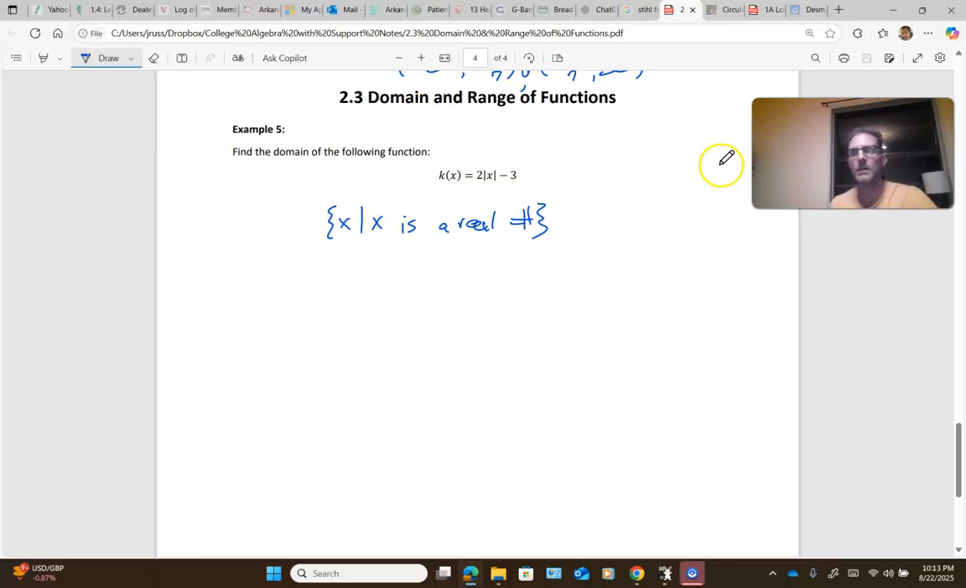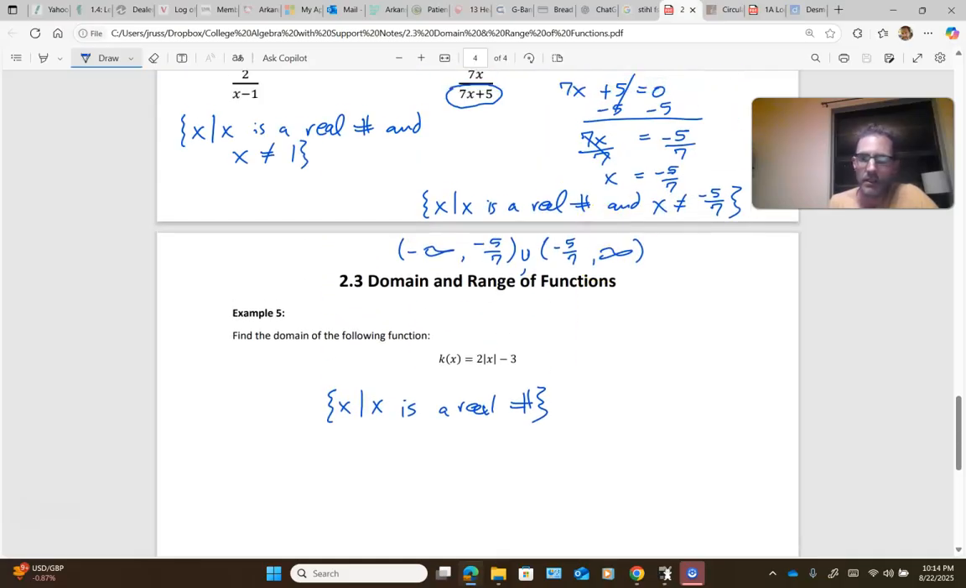Now, we will see some other functions later. We'll see some square root functions. Their domains will not be all real numbers. And then we'll also see some logarithmic functions, and the domains of logarithmic functions are not going to be all real numbers. Okay. So anyway, that basically concludes this section, guys, in which we're focusing on determining the domain and the range of a function, whether it's graphed or in explicit form.